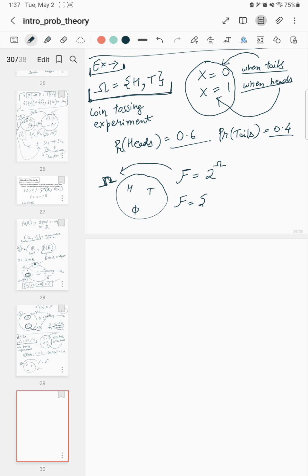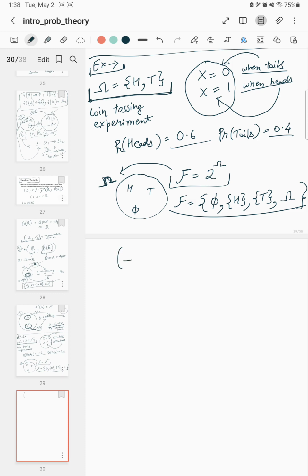So f would be phi, heads, tails, and omega itself, or you can also denote it as this, but to make it short I'm denoting this as omega. So this forms a sigma algebra on omega, and we can very well verify it. Since it's a power set, it will form a valid sigma algebra: it is non-empty, it is closed under complement, and it is closed under countable union. Hence f is a sigma algebra on omega.